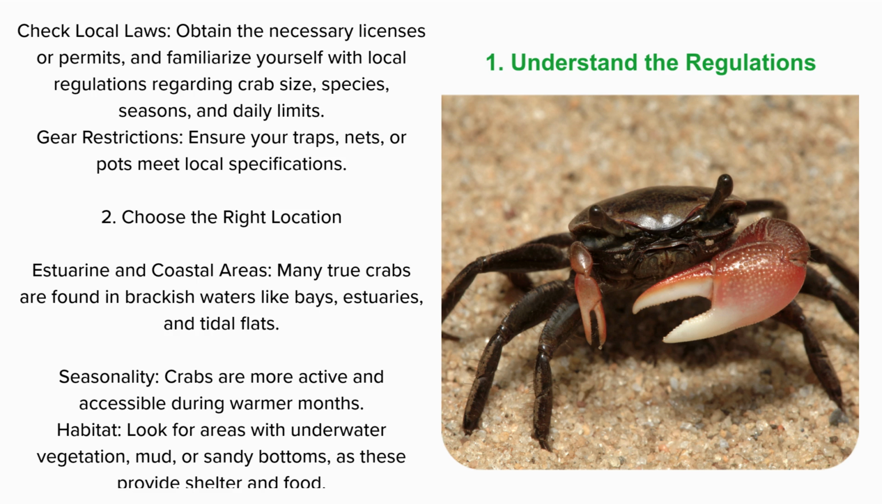Two. Choose the right location. Estuarine and coastal areas. Many true crabs are found in brackish waters like bays, estuaries, and tidal flats. Seasonality. Crabs are more active and accessible during warmer months. Habitat. Look for areas with underwater vegetation, mud, or sandy bottoms, as these provide shelter and food.